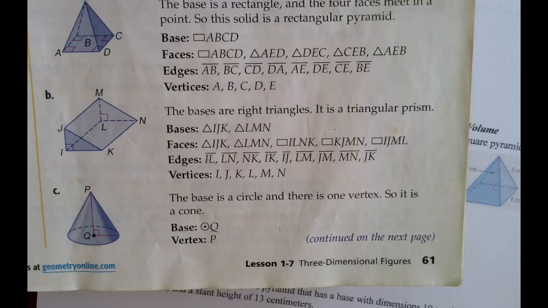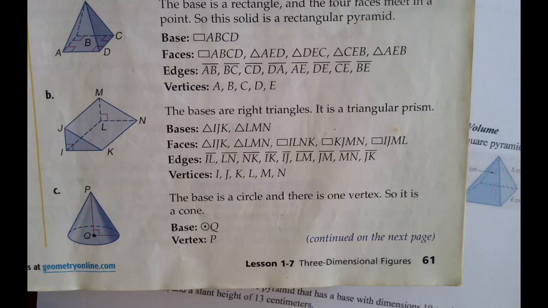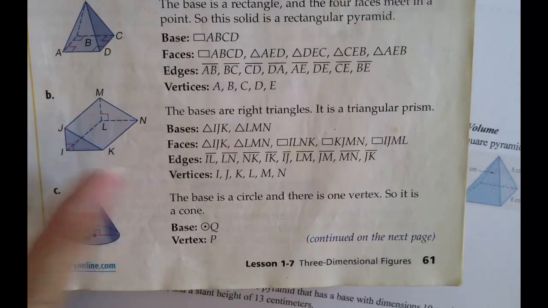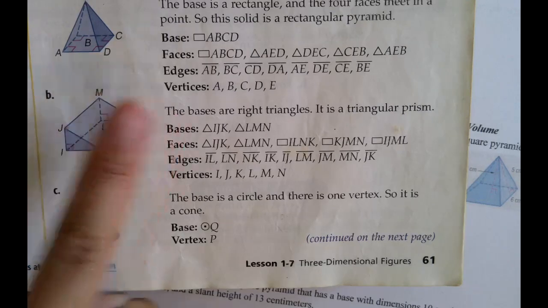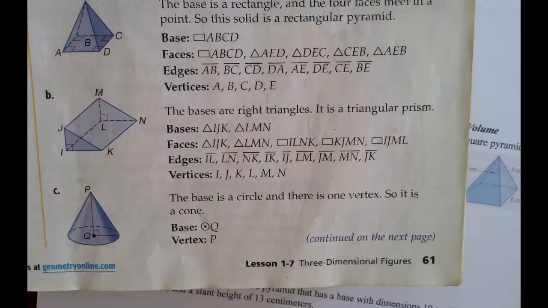Okay. So here are our faces. We have our two bases, IJK and LMN, and then our rectangles. So the bottom one here, ILNK, KJMN is the slanted one here, and then rectangle IJML is this face here.